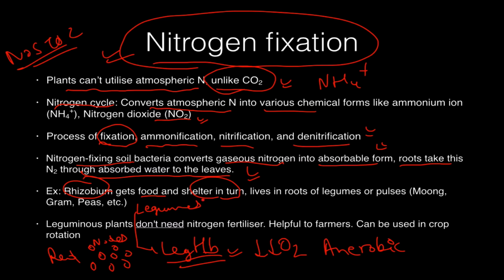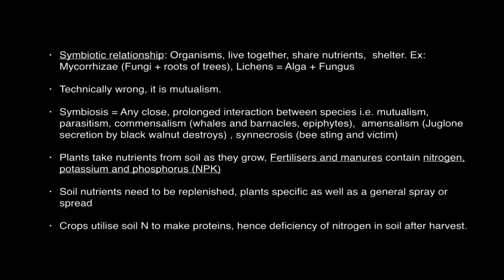They will get food and shelter from plants, and they live in the roots of legumes or pulses like moong, gram, peas, etc. Leguminous plants don't need nitrogen fertilizer. This is critical, because obviously fixing is going on, not match fixing, nitrogen fixing, and it is helpful to farmers, and it can be used in crop rotation. So एक साल you utilize that crop which needs nitrogen, so you spray fertilizer. Next year you use leguminous plants, so you don't need fertilizers.